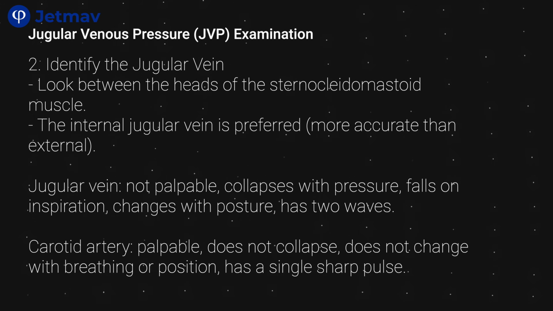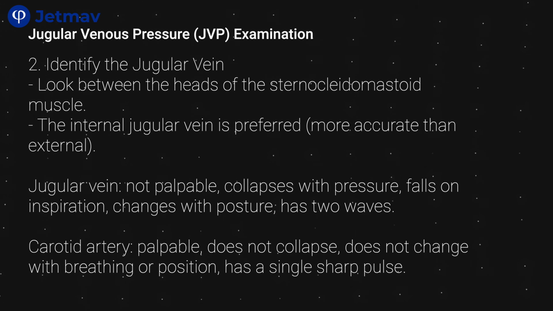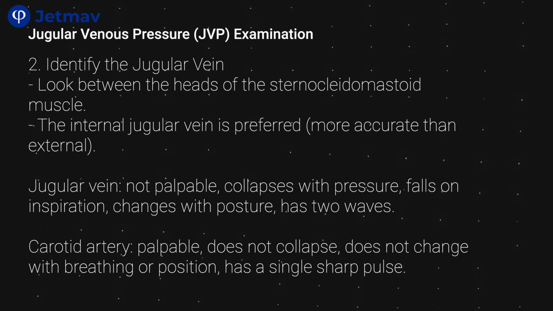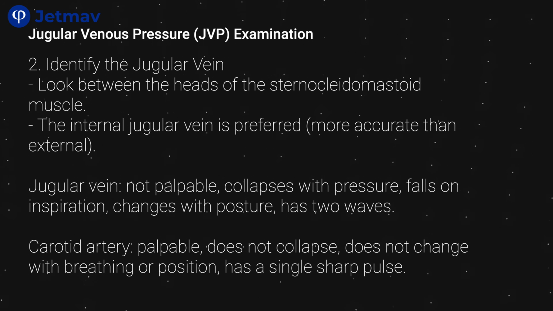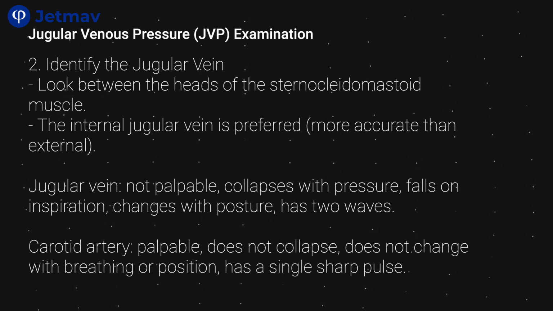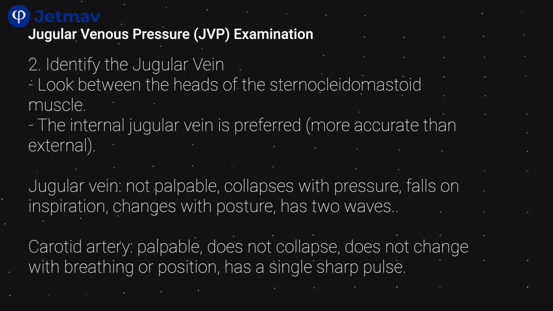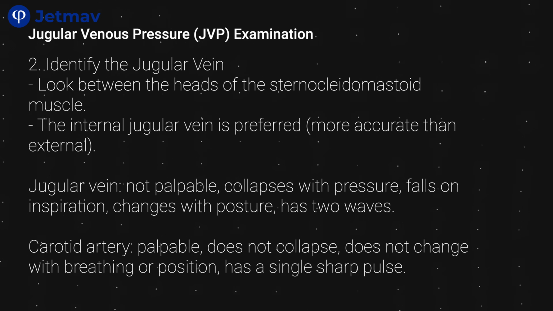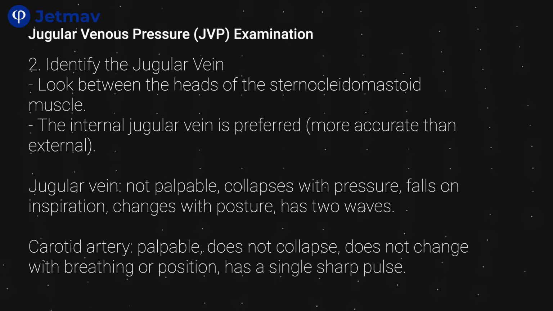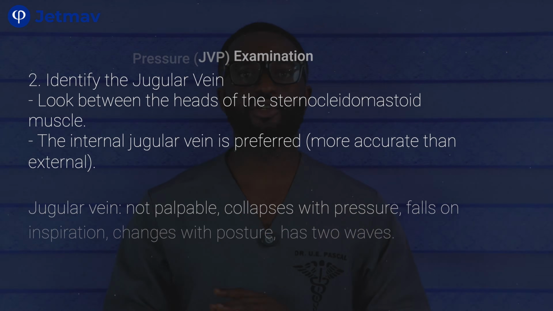But for carotid pulse, there is just one wave up, unlike in the jugular vein. So another thing that will differentiate the both of them is respiration. Inspiration and expiration affect jugular venous pulsation, but they do not affect the carotid pulsation. Another thing that will also differentiate the two of them is that carotid pulsation is not affected by patient posture or position. So even if you ask the patient to sit up or change position, the carotid pulsation will remain. But jugular venous pressure is affected by change of posture or change of position.